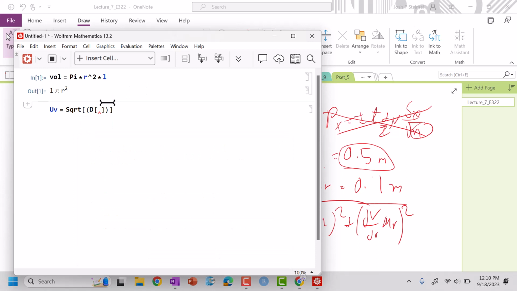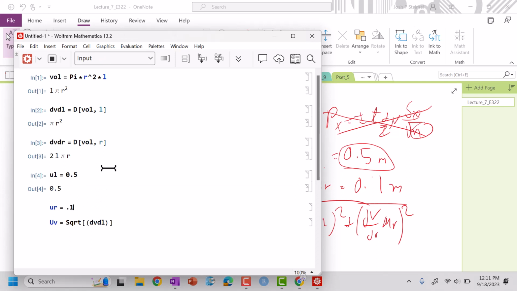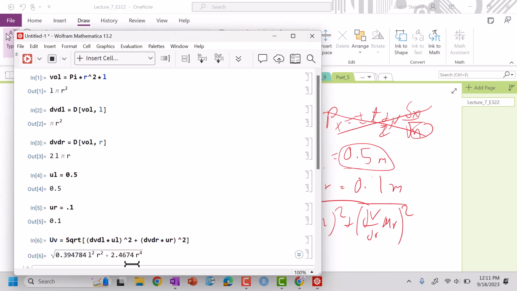So I could do dv dl equals the derivative of volume with respect to L, and dv dr equals the derivative of volume with respect to R. And then I could put in the uncertainty in L is equal to 0.5, the uncertainty in R is equal to 0.1, and then dv/dl times ul squared plus dv/dr times the uncertainty in R squared. And you can see we have these values.